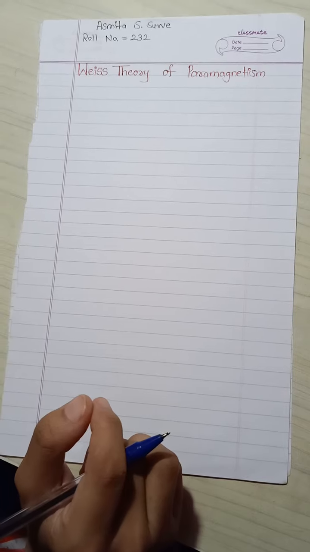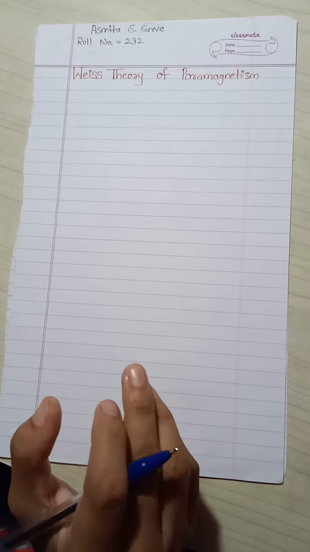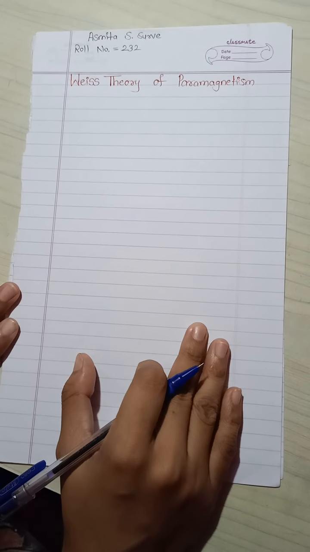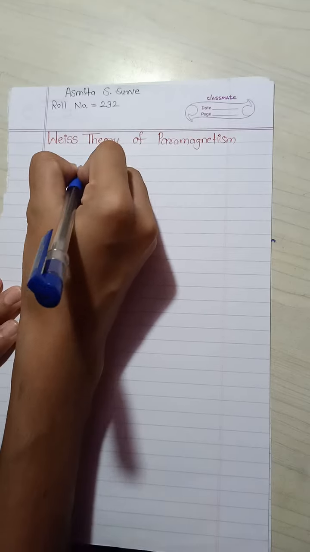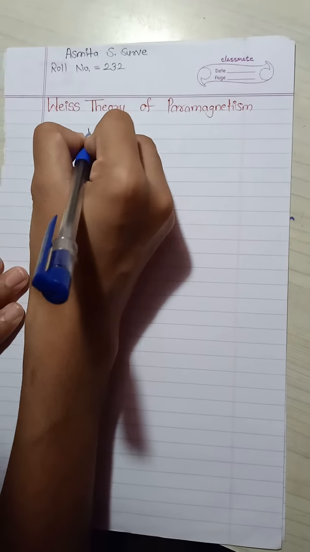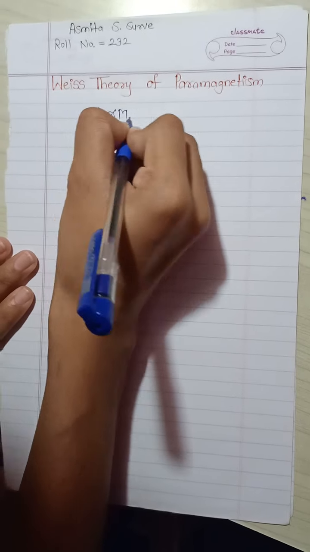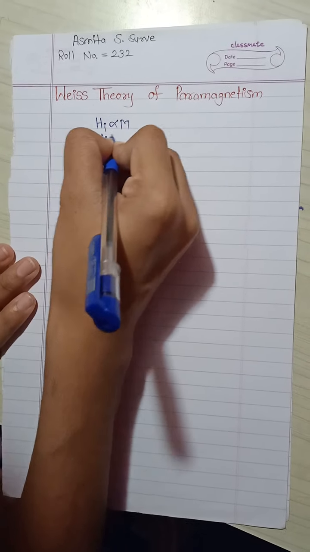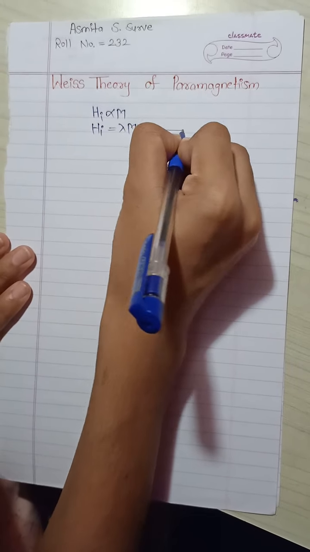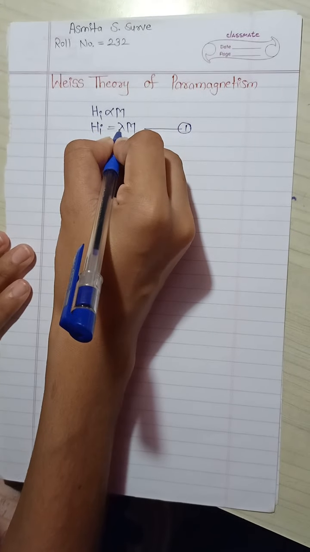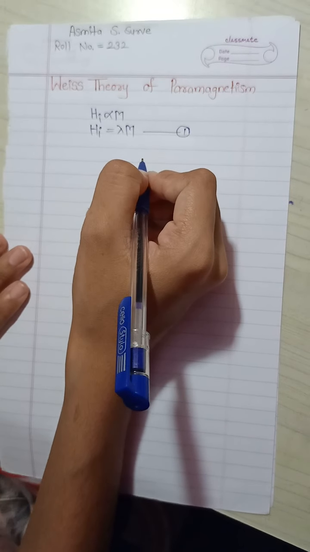Weiss assumed that the internal molecular field Hi is directly proportional to the magnetization. Hi, the internal molecular field, is equal to lambda M. Give this as equation number 1, where lambda is the molecular field coefficient or constant and M is the magnetization.